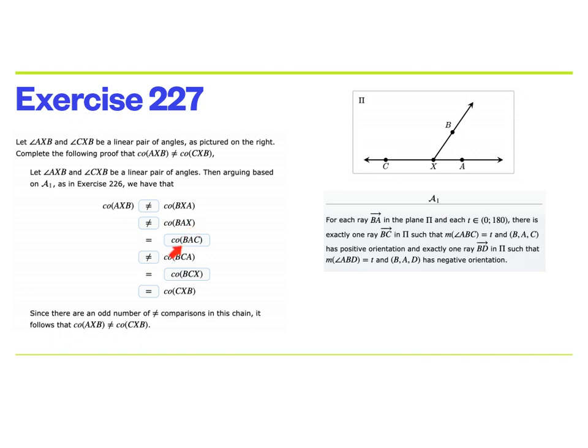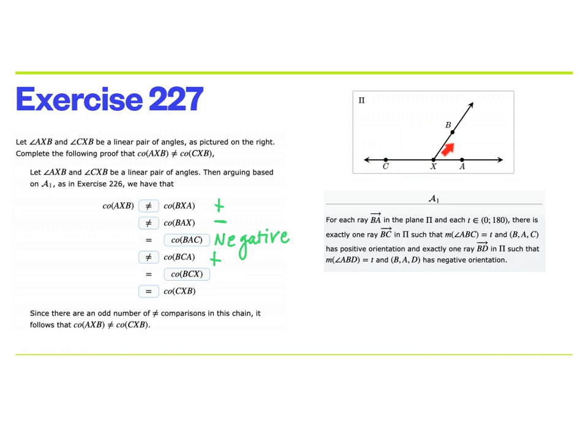Going further, the circular orientation of BAC is here. You can still see that it's clockwise, so that also has a negative circular orientation. I'm going to start adding some words here. This is negative, this is negative, this is positive. So now let's continue on. The circular orientation of BCA. BCA, notice it's counterclockwise, so it has a positive circular orientation, and that's not the same as the one right prior to this. And this is equal to the circular orientation of BCX.